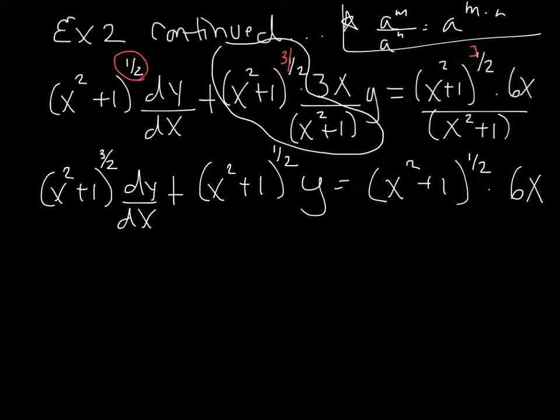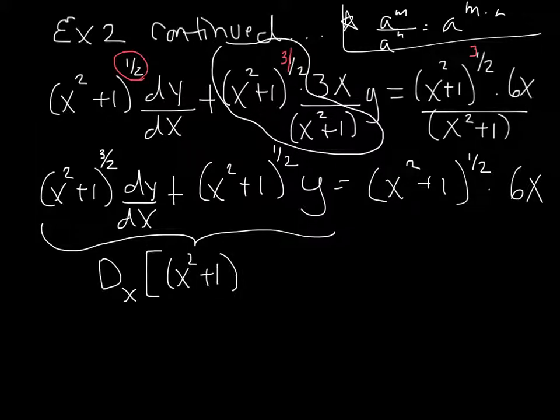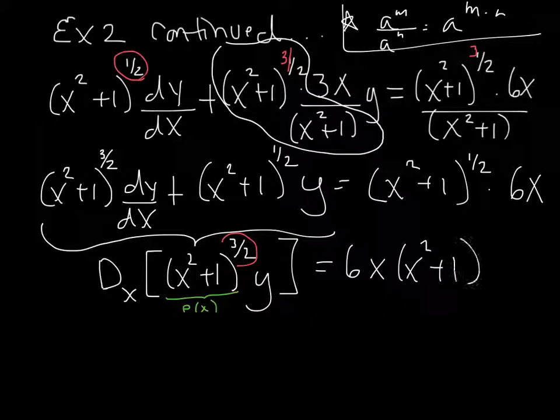Okay, so now we can see that this guy is the derivative with respect to x of x squared plus 1 to the 3/2, right? That's always going to be the rho of x, our correct rho of x, times, and it's always going to be times y, our solution that we want to find, is equal to, and I'm just going to bring this 6 over to the front. Okay, so now we're ready to integrate. So we can integrate both sides.